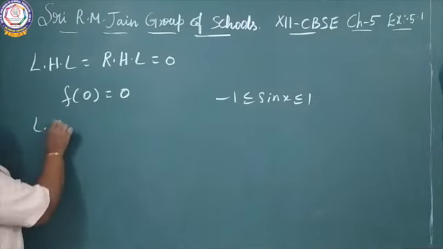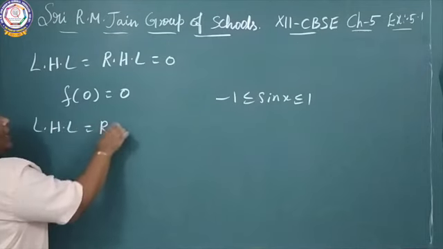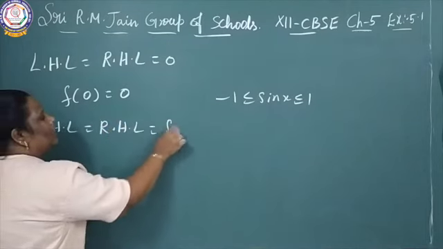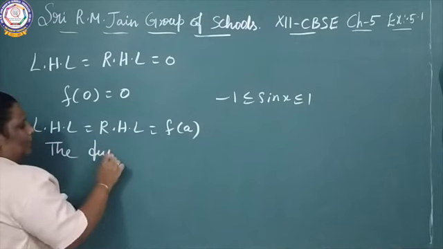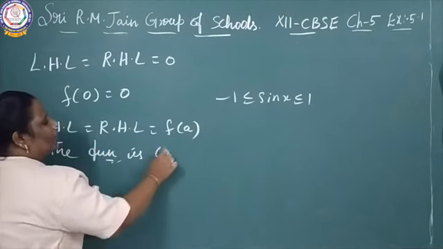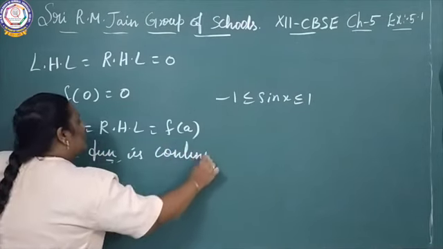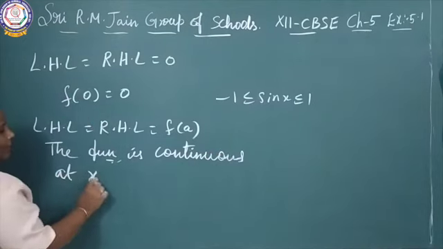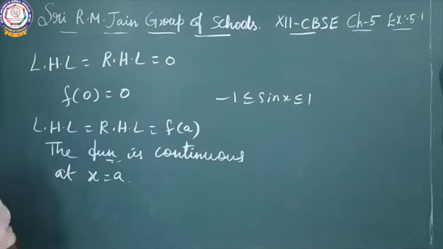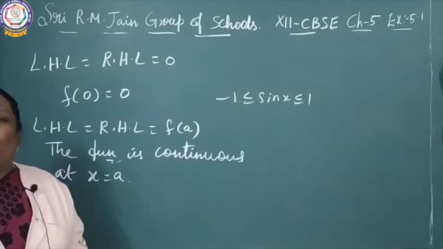Therefore, left hand limit equal to right hand limit equal to f of a. The function is continuous. The function is continuous at x equal to a.